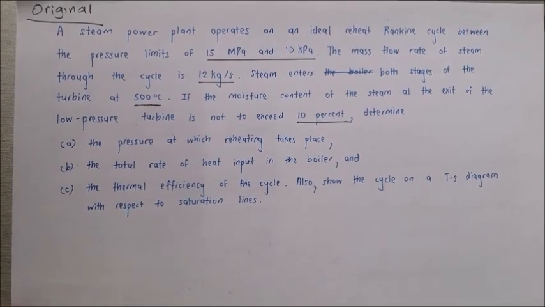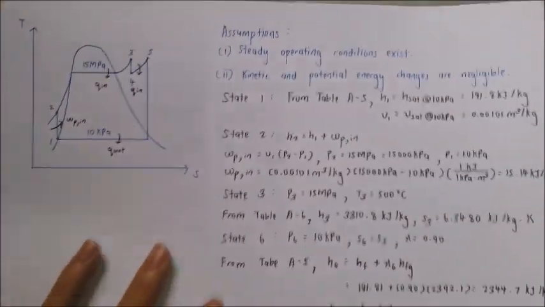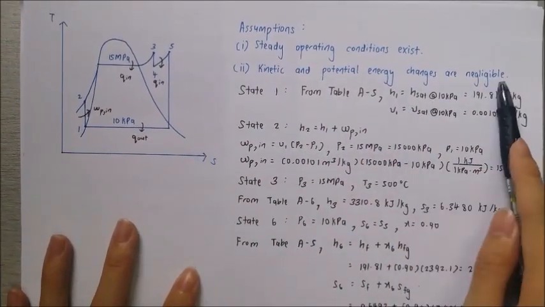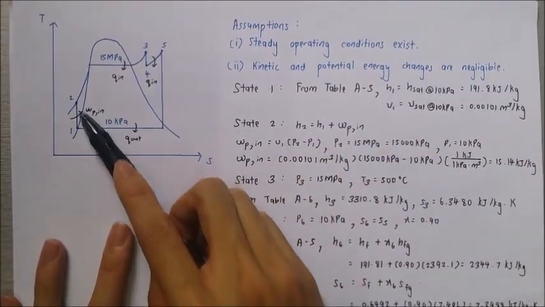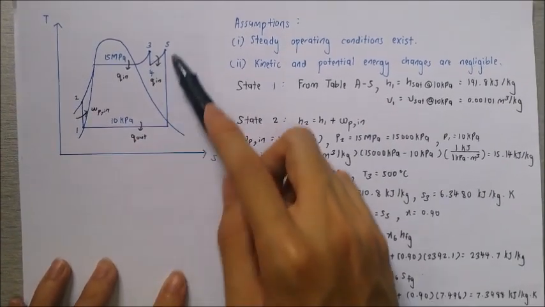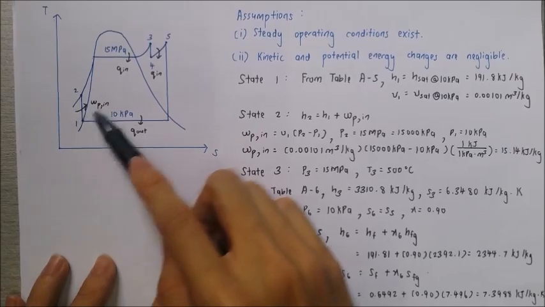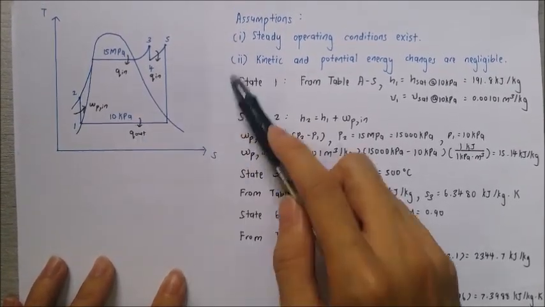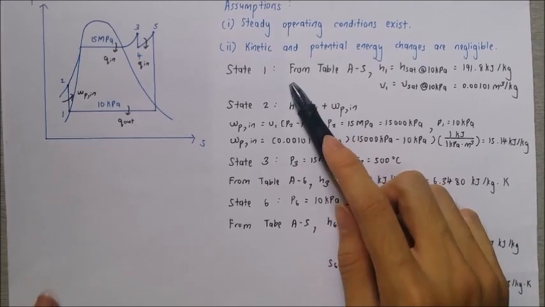So for this question, first we state the assumptions. The assumptions include steady operating conditions exist, and also KE and PE equal to 0. Then we draw the TS diagram of the question. For a reheat Rankine cycle, it looks exactly like this. So we put in any values that are present, and start finding all the values.